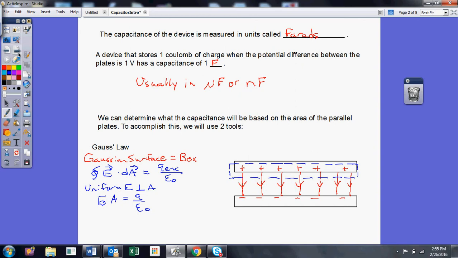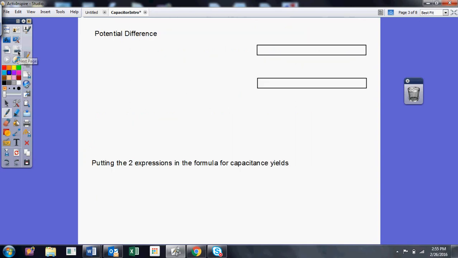Another tool that we have at our disposal is the fact that we know the potential difference, and we have an electric field there. So if we look at our capacitor here, we still have this electric field.